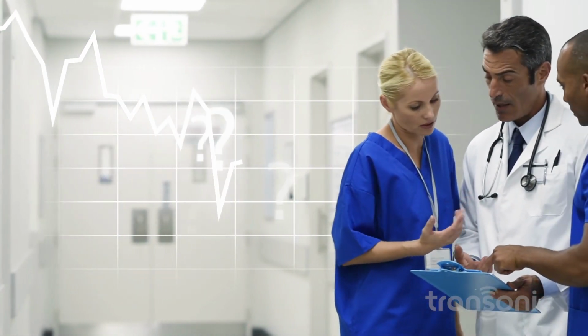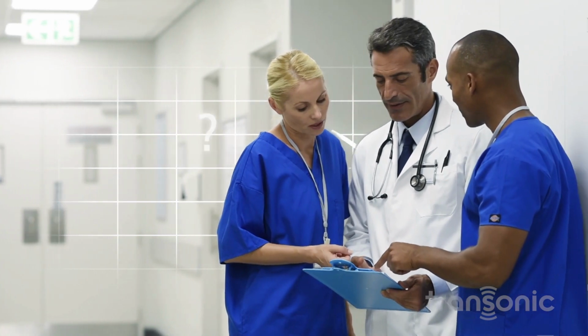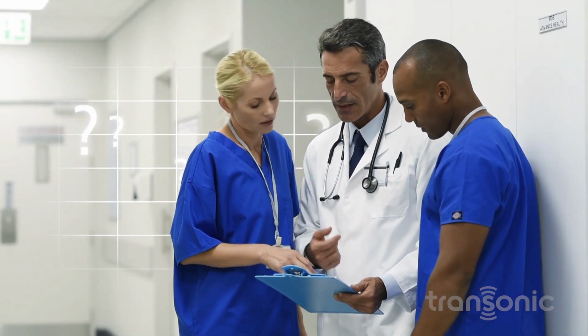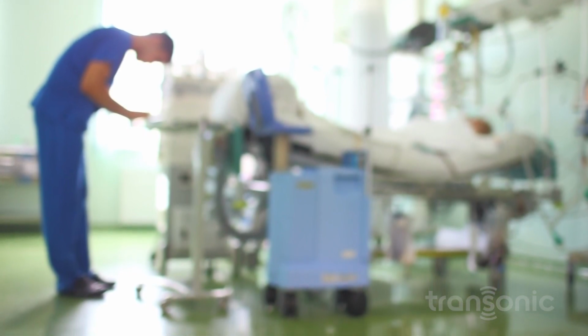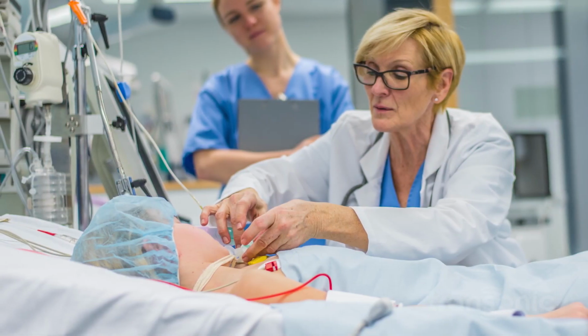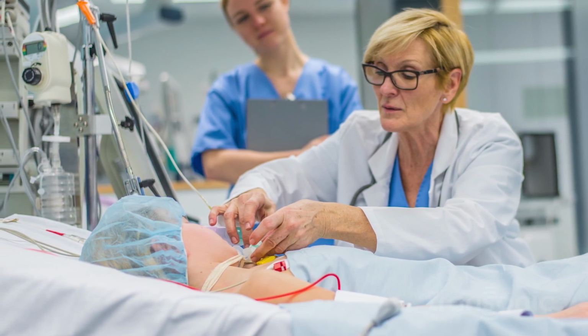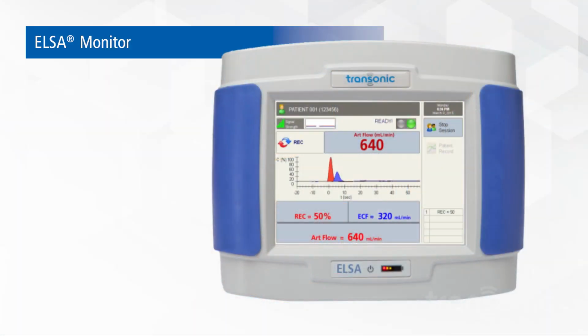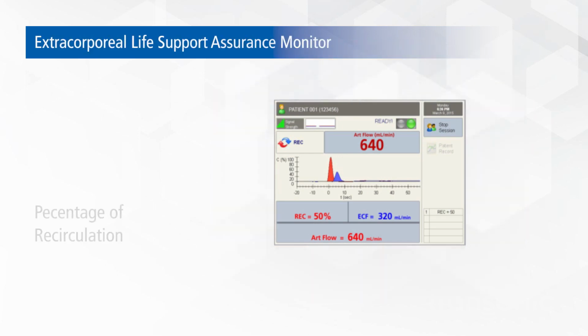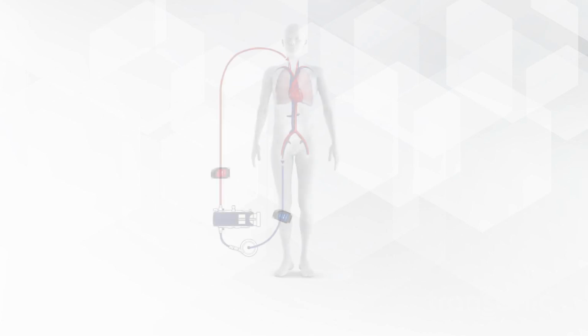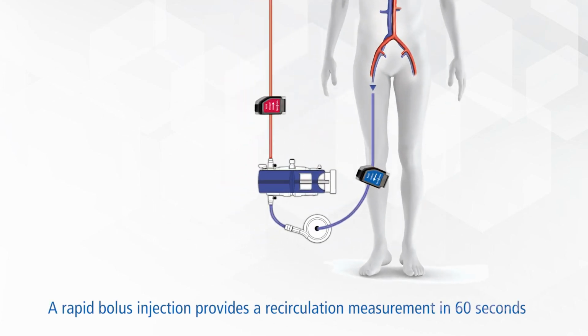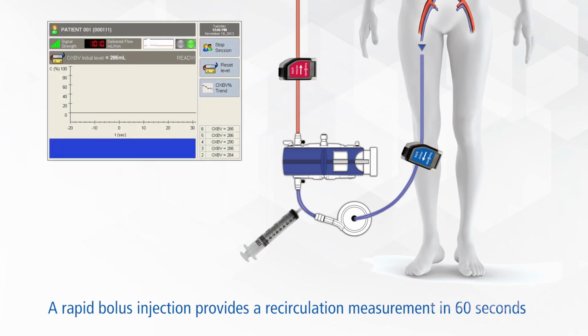Regardless of these signs, medical teams still struggle to identify how much recirculation is occurring and how seriously it is affecting the patient. Early detection can lead to faster improvement and successful weaning from ECMO. ELSA, the extracorporeal life support assurance monitor from Transonic, not only confirms recirculation, but also gives an actual percentage of recirculation. Measurements are obtained with a simple isotonic saline bolus.